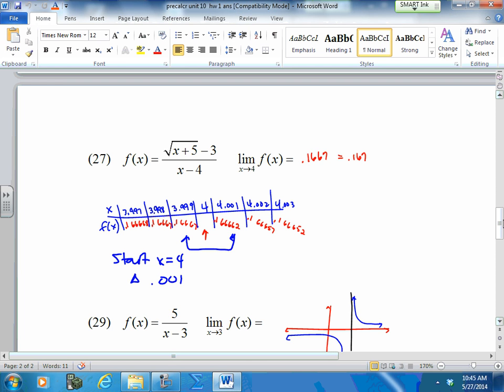We just kind of looked at these graphically. We graphed them. We saw, did they approach the same number? Did they not approach the same number? No limit if they don't approach the same number. The limit doesn't exist. If they do approach the same number, we have a limit.